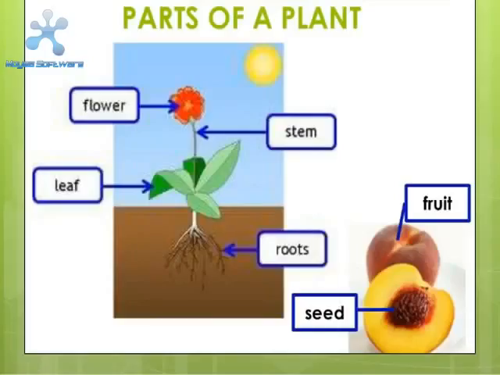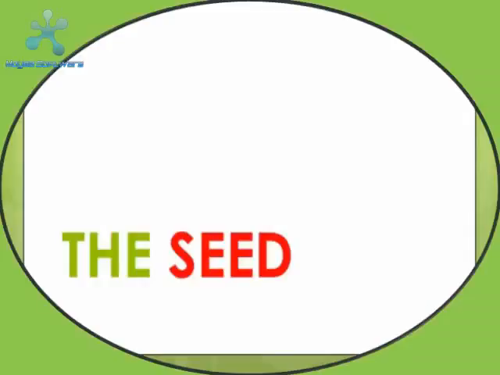Just have a look at the given picture. In that we can see the different parts of the plant clearly. Roots, leaves, stems, flowers, fruit and yes, seed that we need to grow a plant. Without seed, a plant can't grow. The first thing that we need to grow a plant is the seed. The seed produces a new plant and it provides food for the young plant.